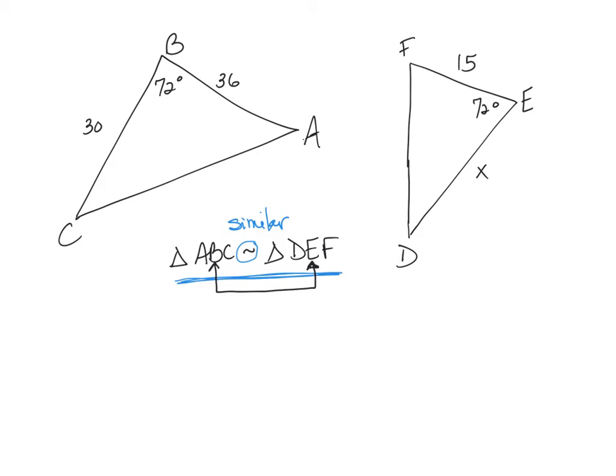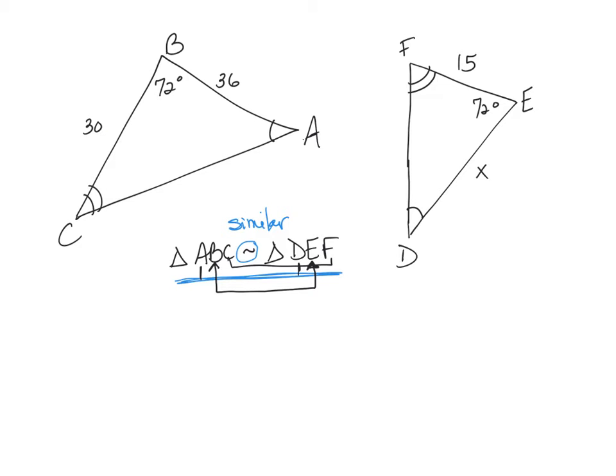But from my similarity statement, I can also ascertain that angle A, being the first letter in the name ABC, and D being the first letter in DEF, means that angle A is congruent to angle D. Okay? And then, of course, C and F are both the third angle listed, so those two angles are congruent. So as long as you have the similarity statement, you can still determine which angles are congruent to which based on the order of the letters.